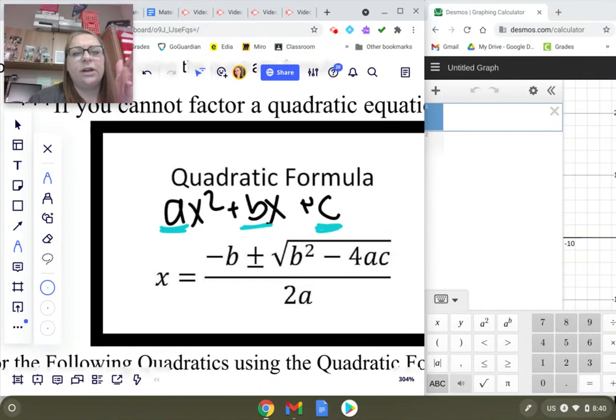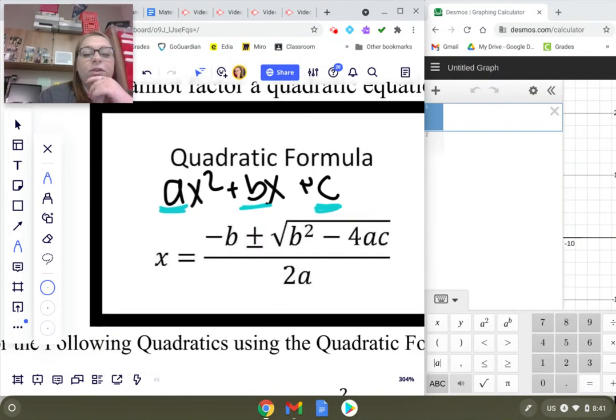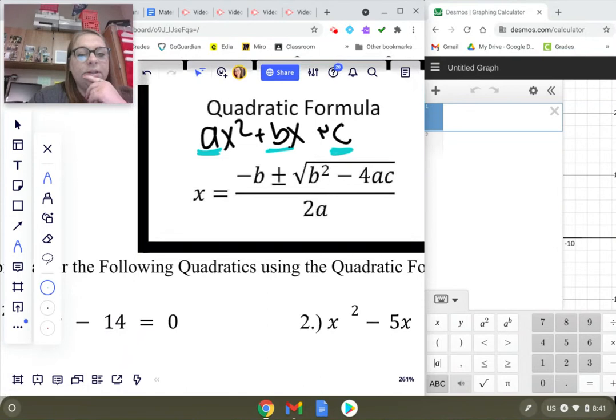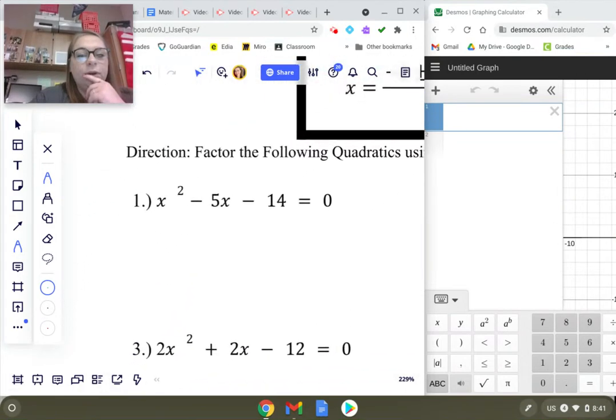Pretty much we use the quadratic formula when you can't factor. So if you can't do factors of c that get you b, or you can't do the slide method, you use this. It's going to be Desmos heavy because it's a lot of calculator. Our first step is to find what a, b, and c are, plug them in the formula, plug it in Desmos, and see what it gives us. So let's dive right in to number one.